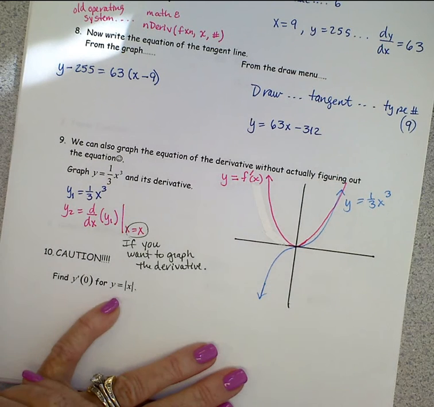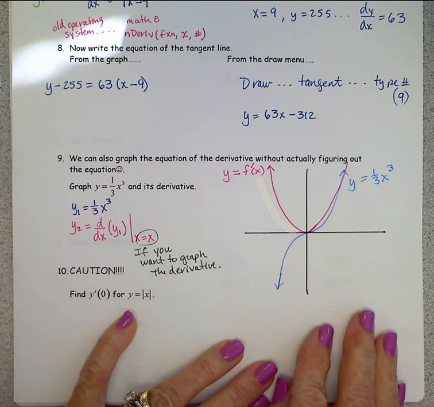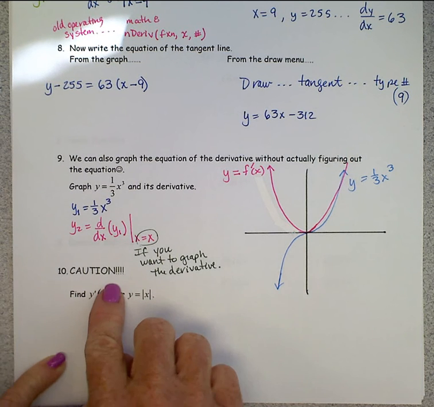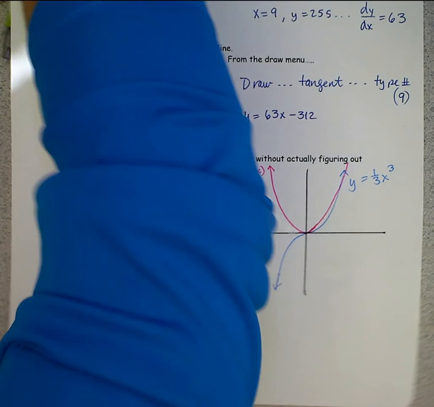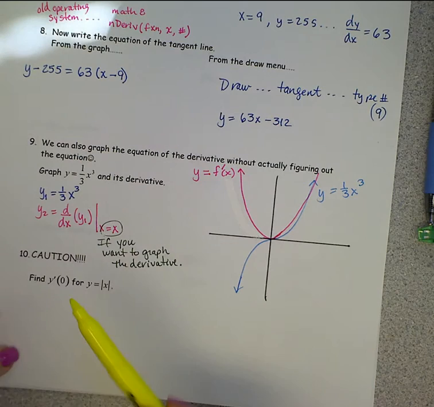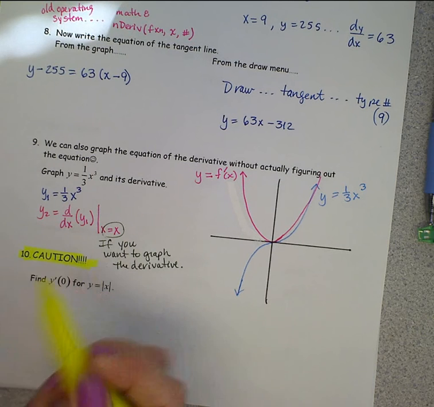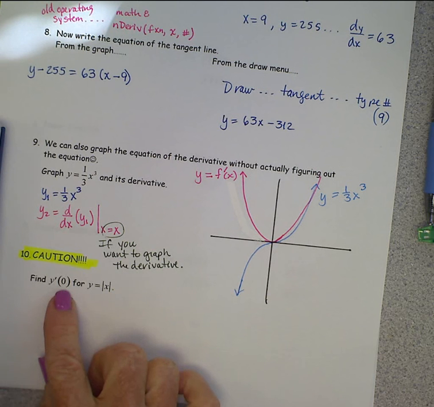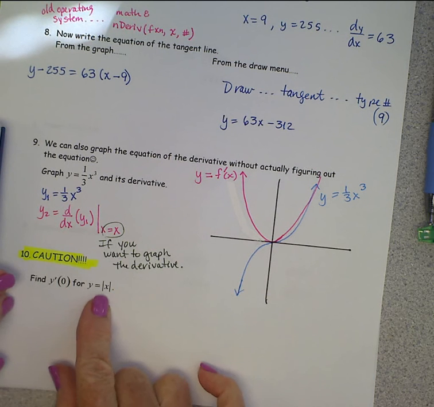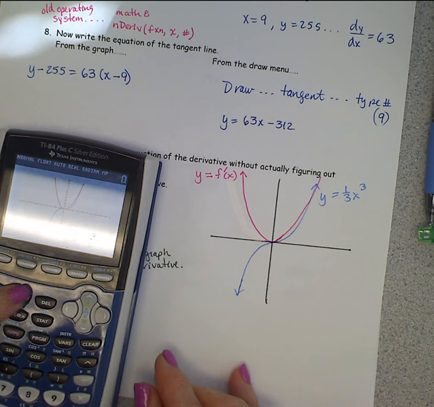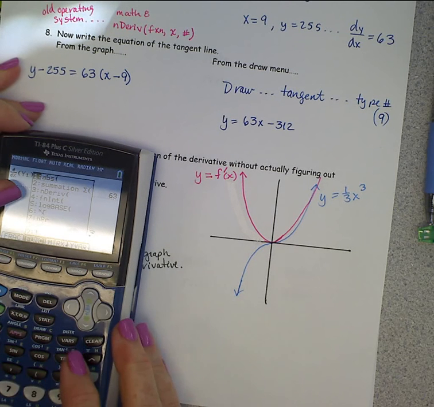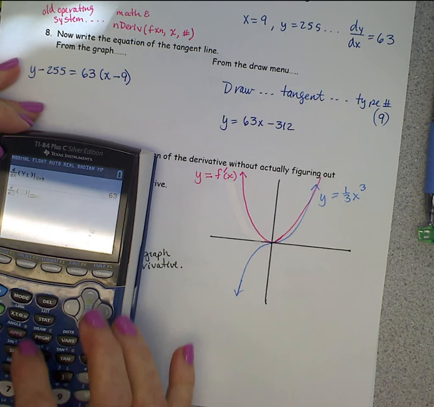Okay? All right, one last little bit for us. Caution, big flashing lights around this thing. Yellow caution here. I want you to use your calculator and find y prime at 0 for the absolute value of x. We're going to do that off the home screen. So alpha f2, 3, and derive. I'm going to type this one in because it's real quick.